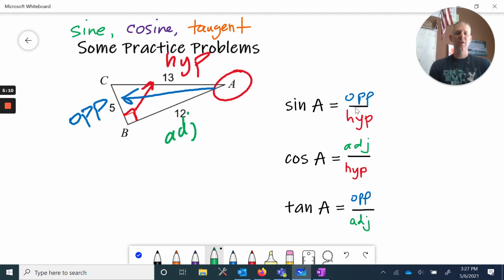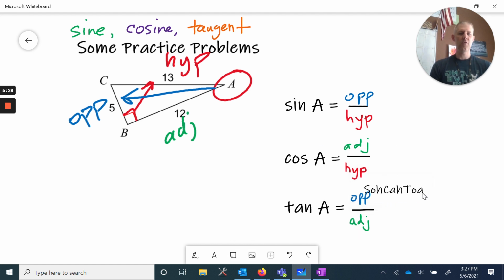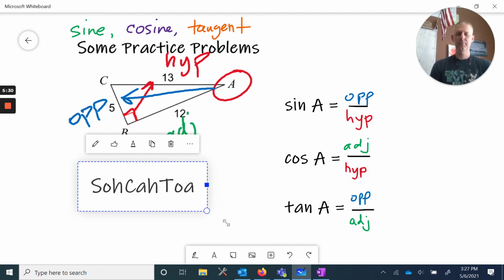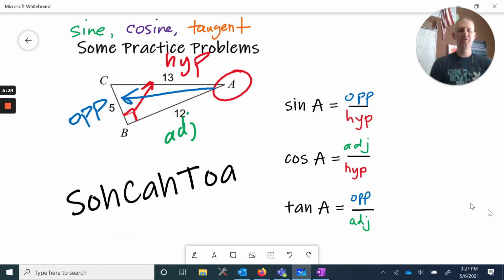So here we go. There is our set of 3 trigonometric ratios. Sine is always opposite over hypotenuse, cosine is always adjacent over hypotenuse, and tangent is always opposite over adjacent. And there is a fancy word here that will help us remember this, and that's called Sohcahtoa. Sohcahtoa is a way to remember the order of these things.